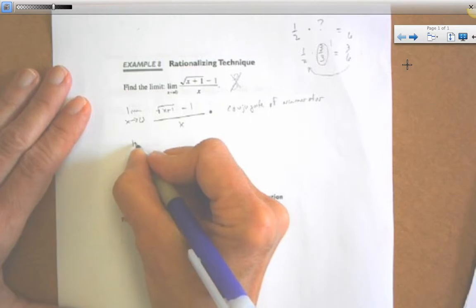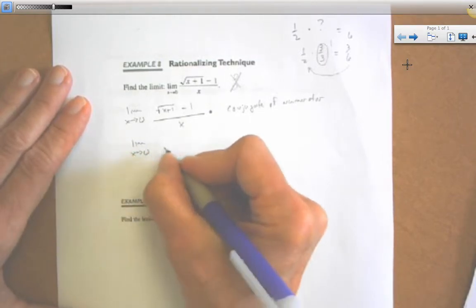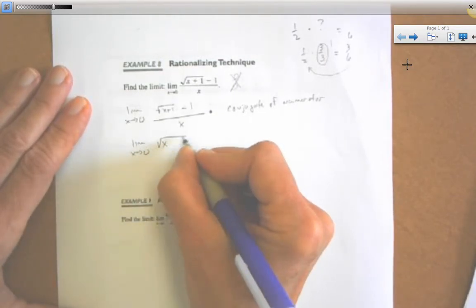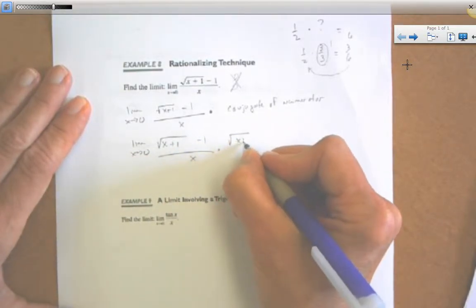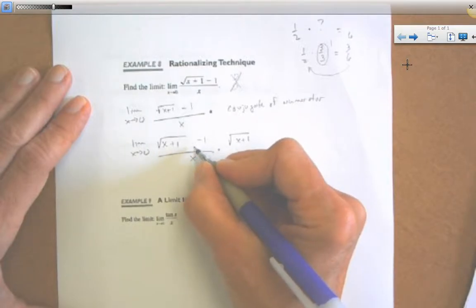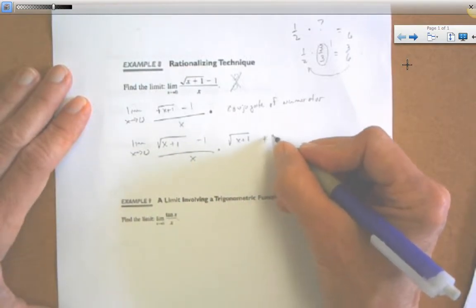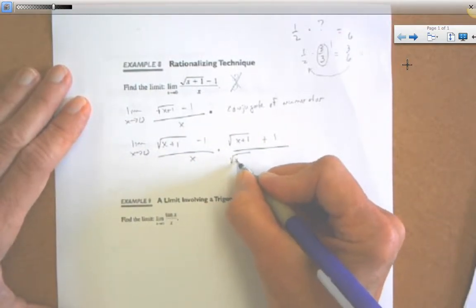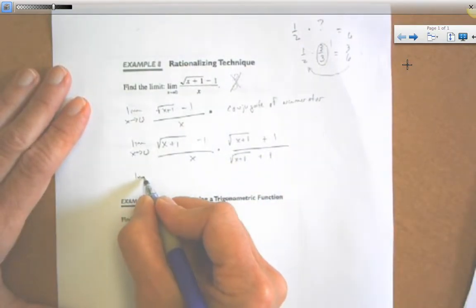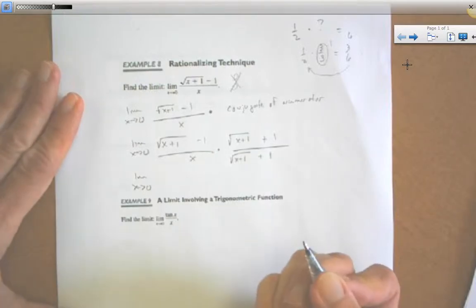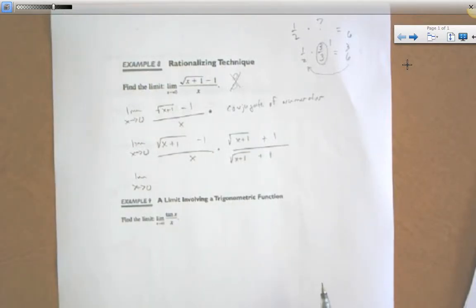All right, so the limit as x approaches 0 of the square root of x plus 1 minus 1, over x. Conjugate of the numerator means everything stays the same but the sign in the middle. This is plus 1. Remember, I'm multiplying by 1, so everything stays the same on top and bottom. And I'm just changing the form of the fraction, so it's still a limit question.